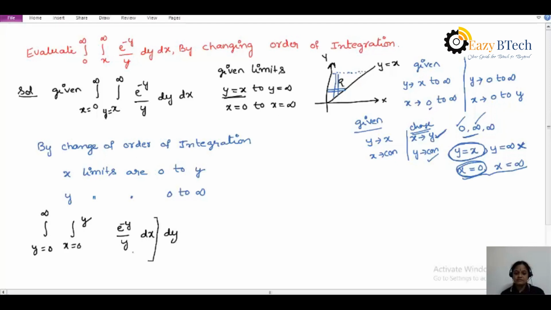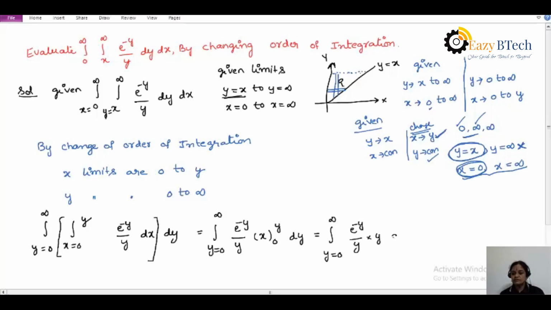So why are we writing dx first, students? Because the x limits are functions of y here. So doing the integration, y is equal to 0 to infinity. Here we are doing the integration with respect to x, so the y term is a constant and the integral of 1 is x, with x limits 0 to y, and then dy. Substituting the limits, integral y is equal to 0 to infinity e power minus y by y into y, and again dy. So these two y values will cancel.